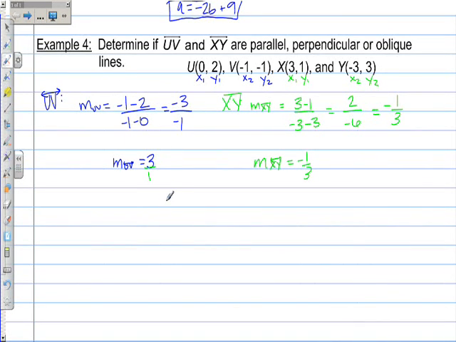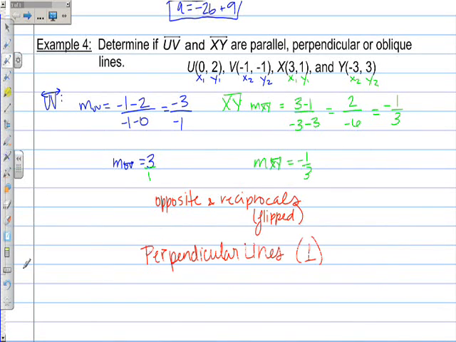We can see that if this were like 3 over 1, they're reciprocals of each other, and they're also one's positive, one's negative. They're opposite. So since they are opposite reciprocals, we know that these are perpendicular lines.